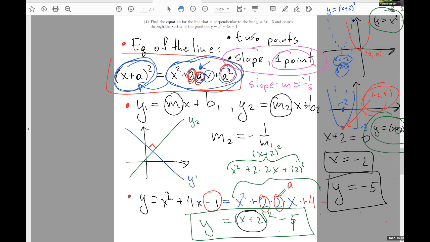So the slope is -1/3, and the vertex point is (-2, -5). And like the thing that we did previously, you know that your function is going to be y is equal to -1/3 x plus b. And to find b, you just need to take your point (-2, -5) and plug it into your function, and you're going to find the equation.